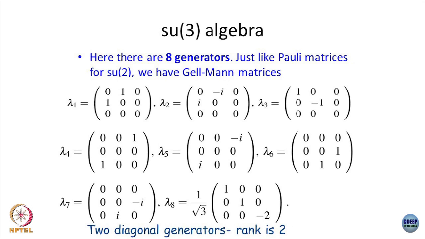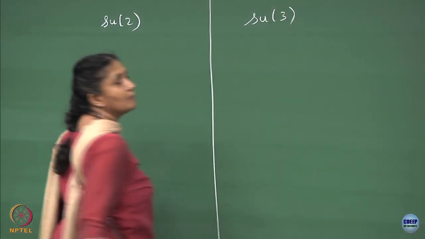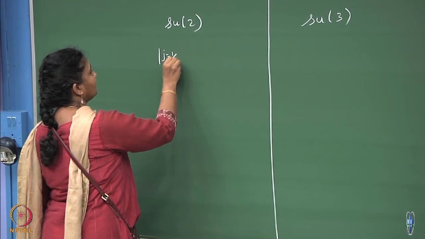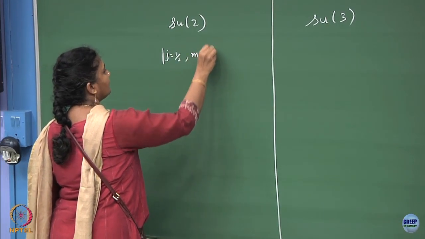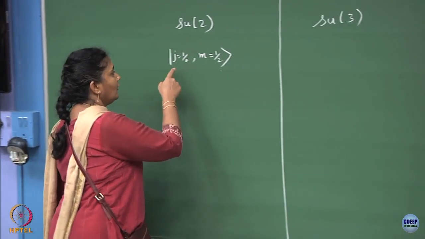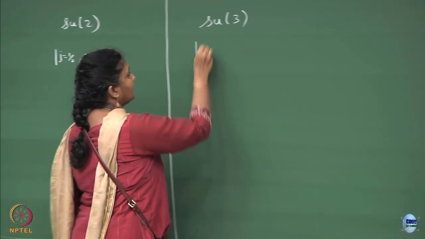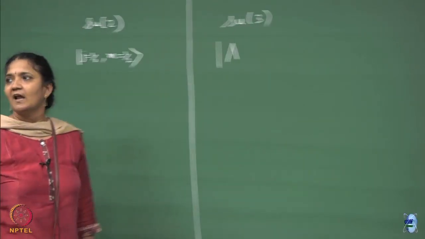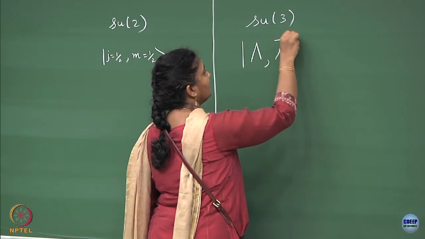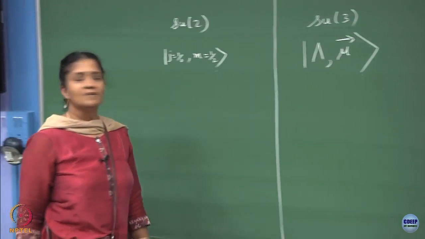So, SU2, SU3, you can have fundamental j equal to half, m equal to half, right. Analog of this j, I am going to call it as lambda here, I will explain what that lambda is. I am going to call this as a mu vector, this is also a vector.